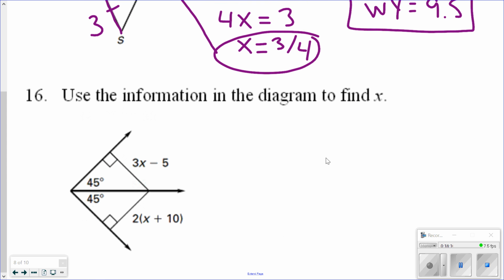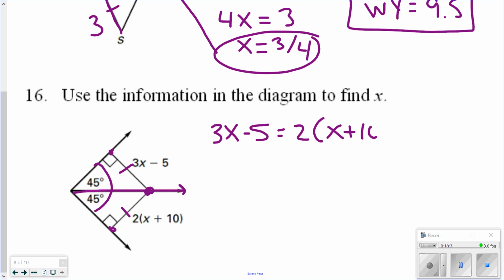Use the information in the diagram to solve for x. Well, I see I have an angle bisector here because those angles are the same, meaning that this point is equidistant from those 2 points. So these segments are then congruent. So I'm just going to set these equal to each other. 3x minus 5 is equal to 2 times the quantity x plus 10.